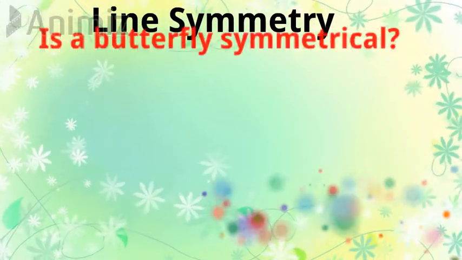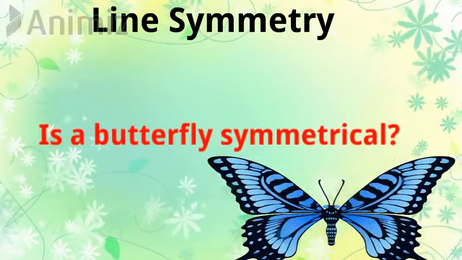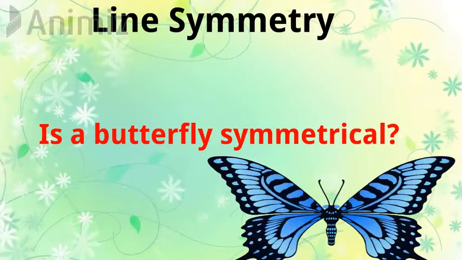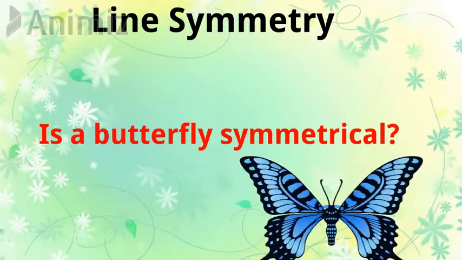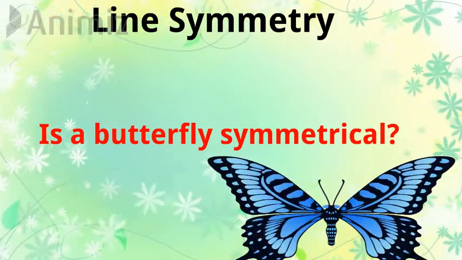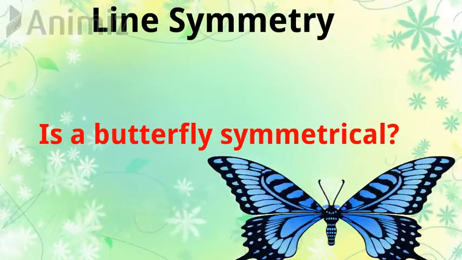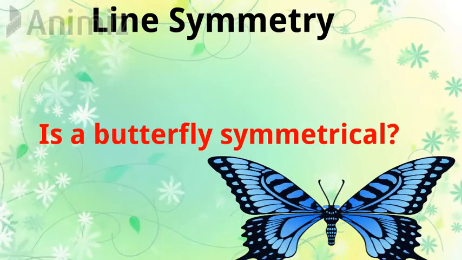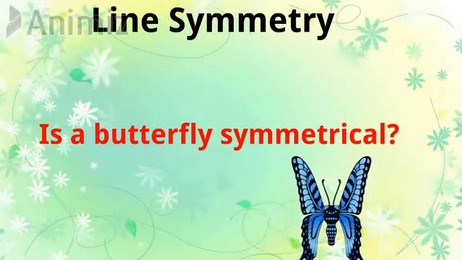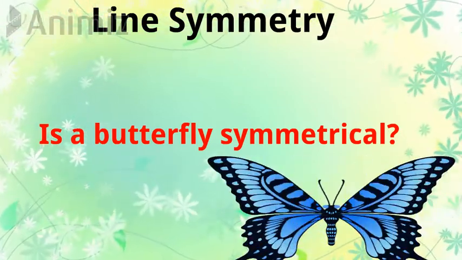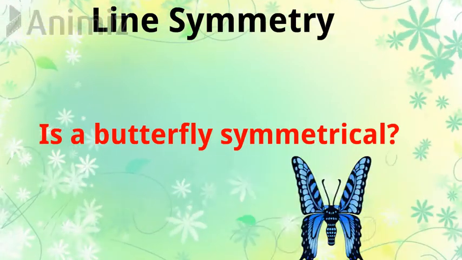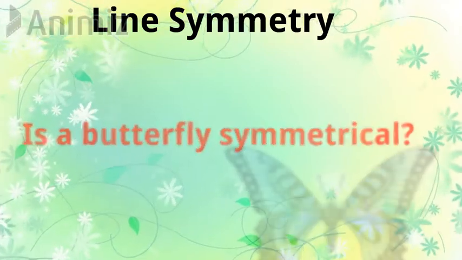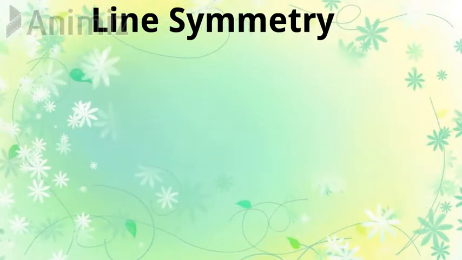Now, see, there is one more picture for you, of a butterfly. Is a butterfly symmetrical? Yes, you are right. This butterfly has vertical symmetry. If we draw a vertical line through the butterfly, it will divide it into two mirror halves. I think you have better understood what is being taught to you till now.